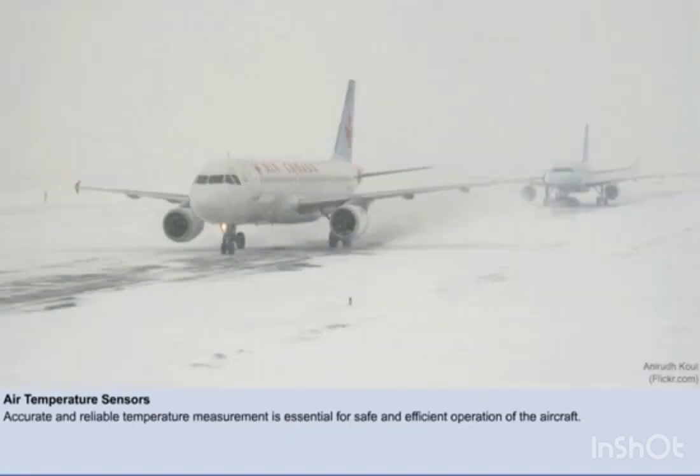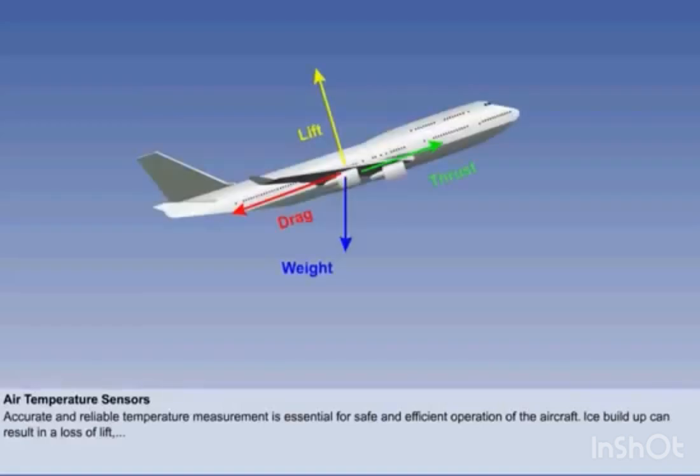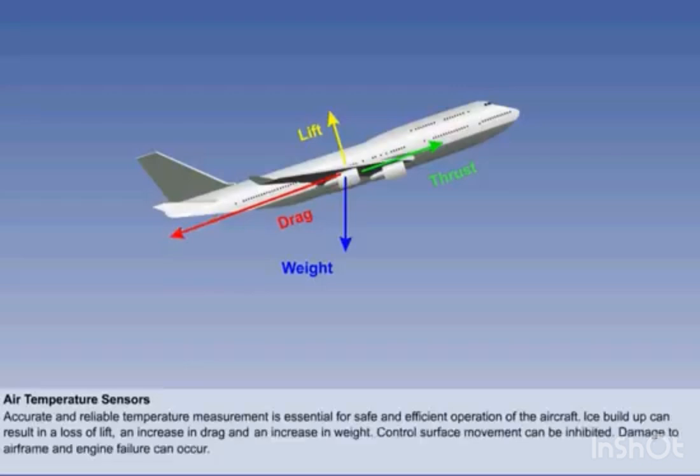Accurate and reliable means of measuring the outside air temperature is essential for the safe and efficient operation of the aircraft. Flight in icing conditions can be hazardous. Ice can form rapidly on an aircraft, especially in cloud, and ice buildup can result in a loss of lift, increased drag, and an increase in weight.